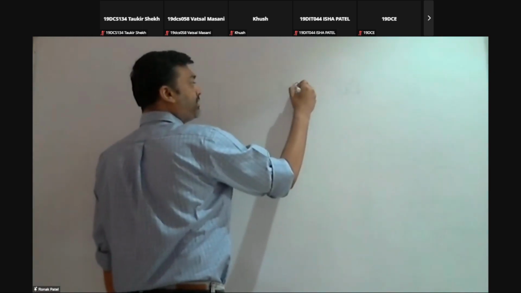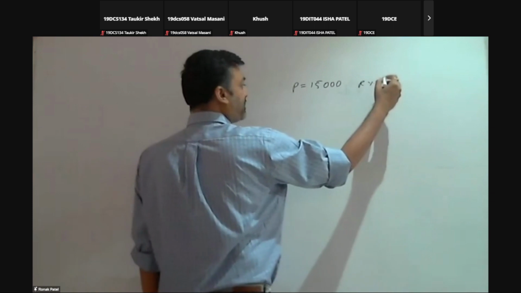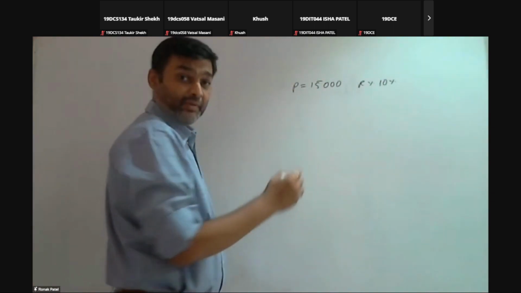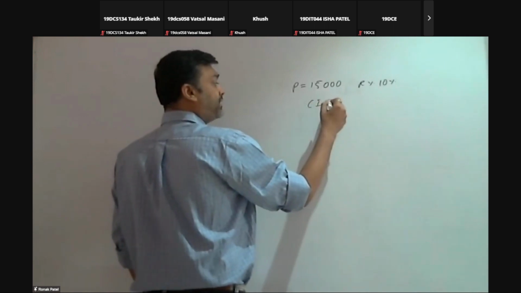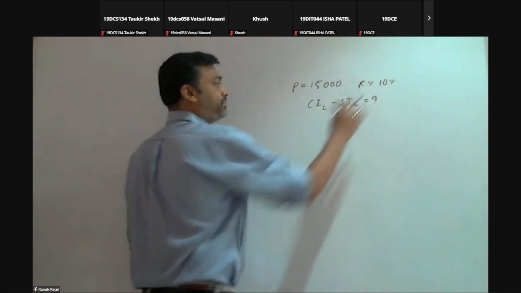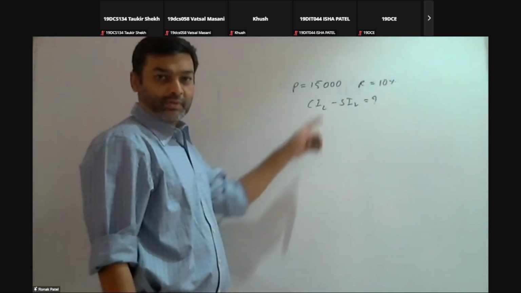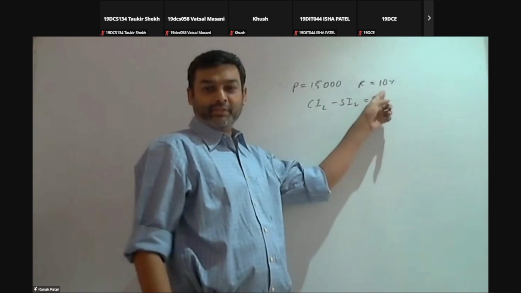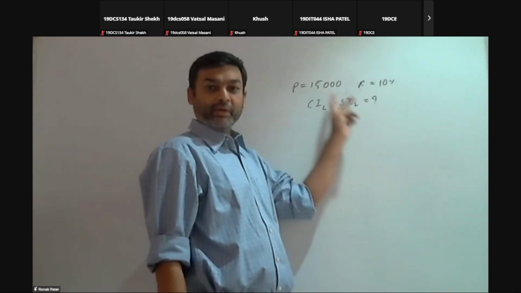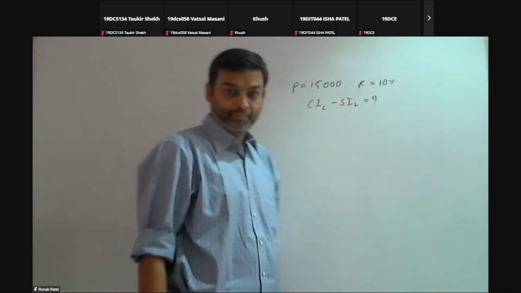Suppose I am giving principal of 15,000 and rate of interest is 10%. I ask the difference between compound interest for 2 years and simple interest for 2 years. Question clear? So somebody is investing 15,000 rupees at 10%, at compound interest and the same amount at simple interest. So what is the difference of the amount we'll get after 2 years?